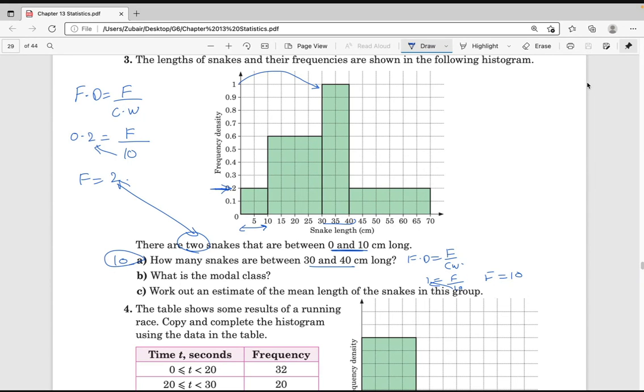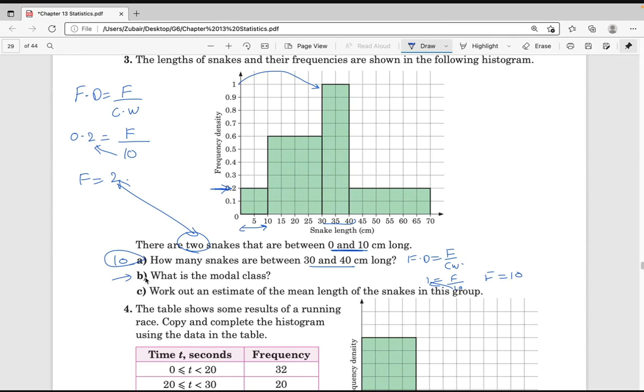The other way, which I will never promote, is going for the area, count of area. So 4 boxes represent 2 snakes. That means 2 boxes will represent 1 snake. So this is 1, 2, 3, 4, 5, 6, 7, 8, 9, 10. So there are multiple ways. The best one is you use the formula and just plug in the values.